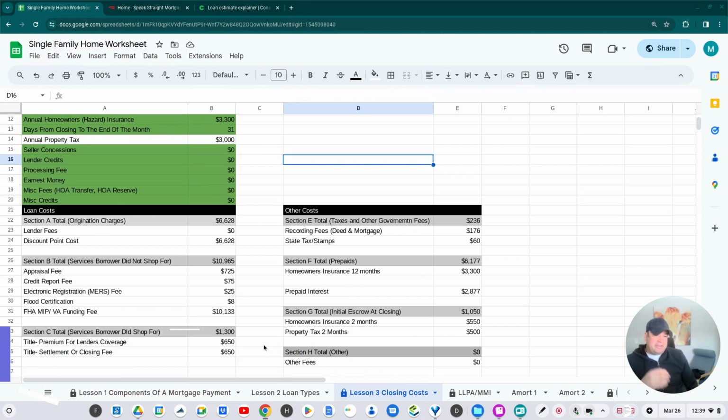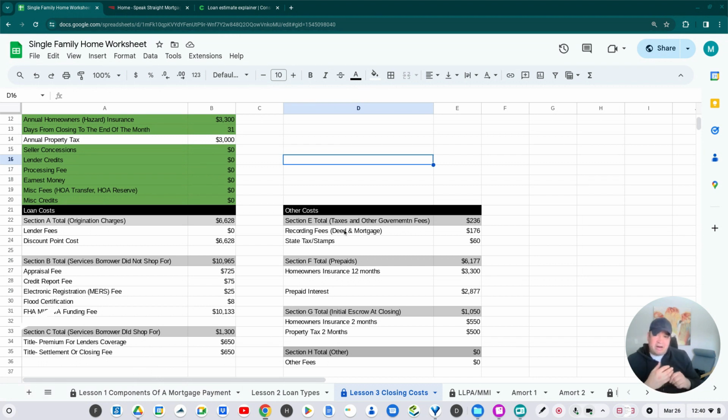On a purchase, the seller chooses the title company in Colorado in every case I've ever had in my career. Even though it says services the buyer did shop for, on a purchase, the buyer never shops for it. I don't know why they say it that way. But $1,300 should cover the cost of Section C fees. They might be itemized in different titles, or they might use different descriptions, but generally lender's coverage and settlement or closing fee are the big part of those two.